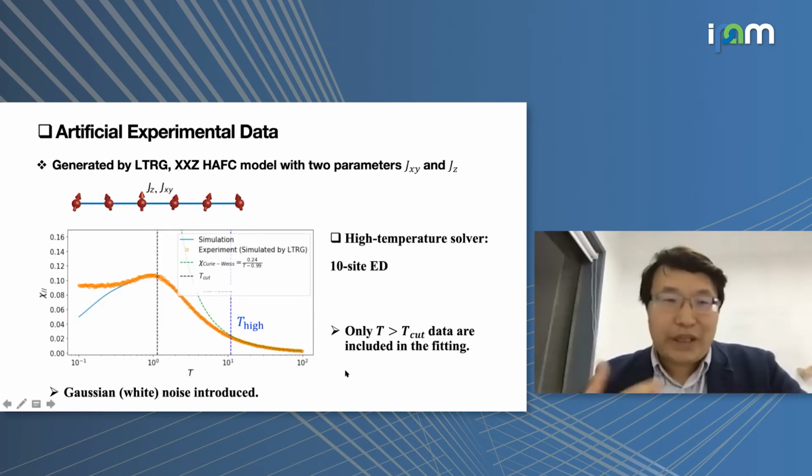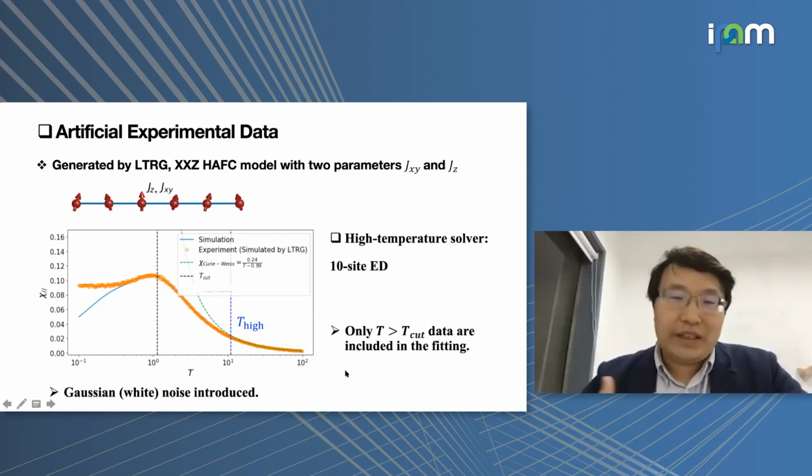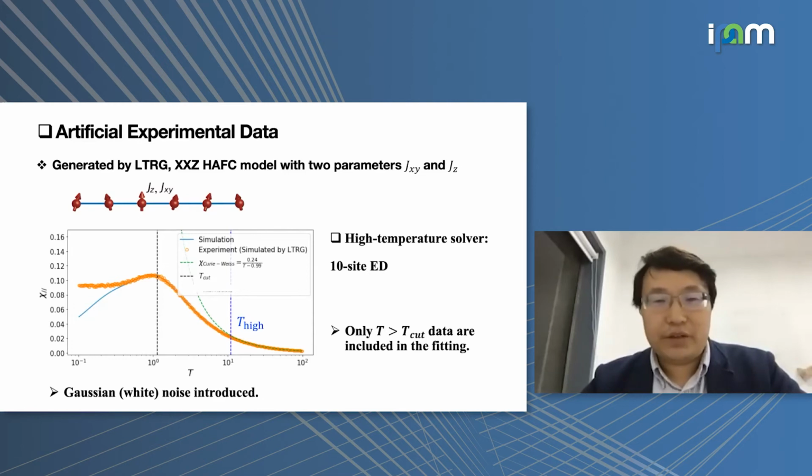And of course, we can try to call another optimizer, combined with the autogradient method or Bayesian optimization to find the parameters. But we want to make this game more challenging. So we want to fit the thermal data and find these two parameters with just a high temperature solver, an ED solver, so tensor ED, for example.